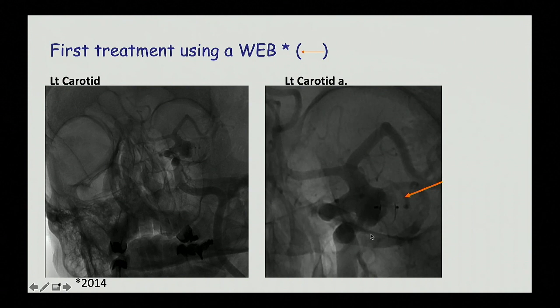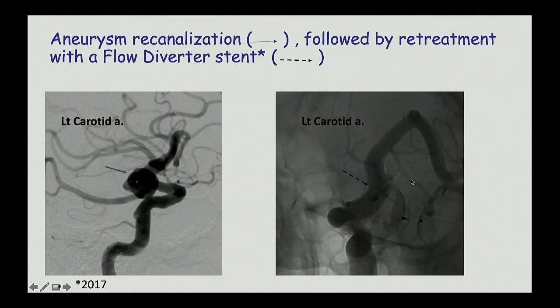So ideally, you may think that you want everything from here to be treated. So it's not quite complete, but it's not so bad. But again, we have shrinkage of the WEB, and after a while, we have a recanalization of the aneurysm.